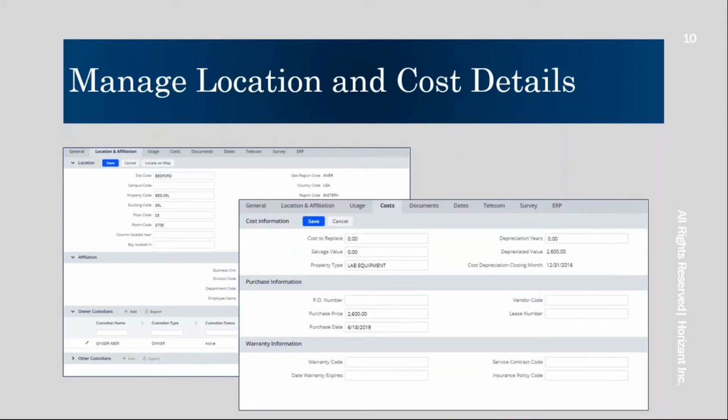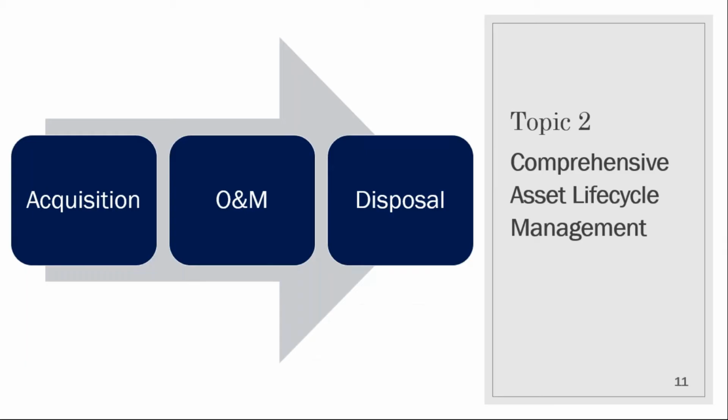Other important details, of course, are what are the costs of the asset? How much did we spend to get it? When did we get it? What purchase order did we use? Did it come with a warranty? Does it have a service contract associated with it? There's a lot of detail that we can manage with that asset to help us maintain its peak performance and deal with any issues that arise over time.